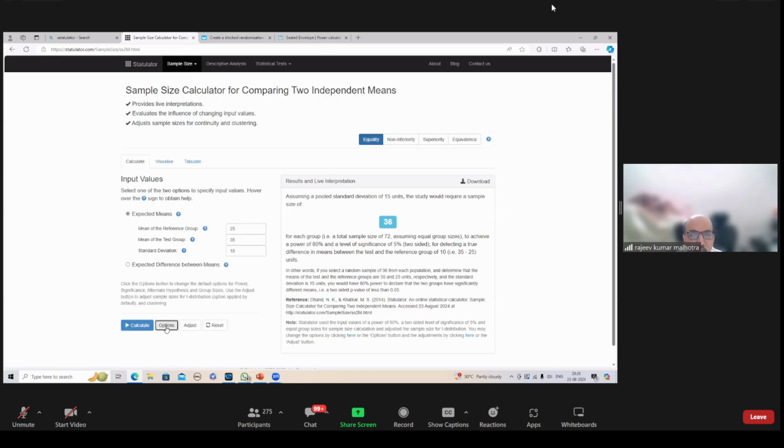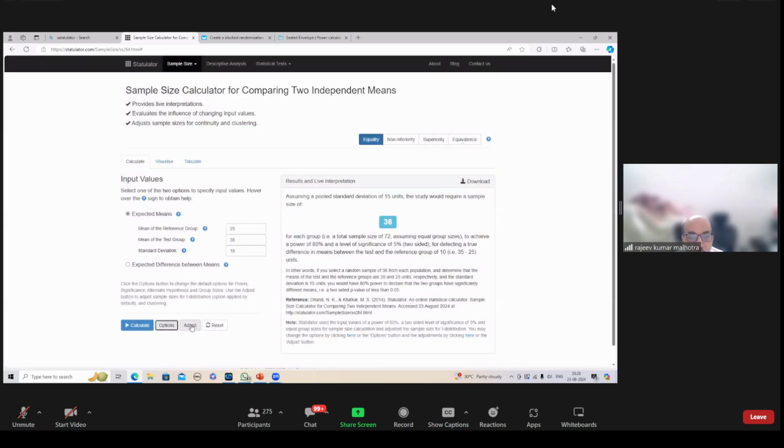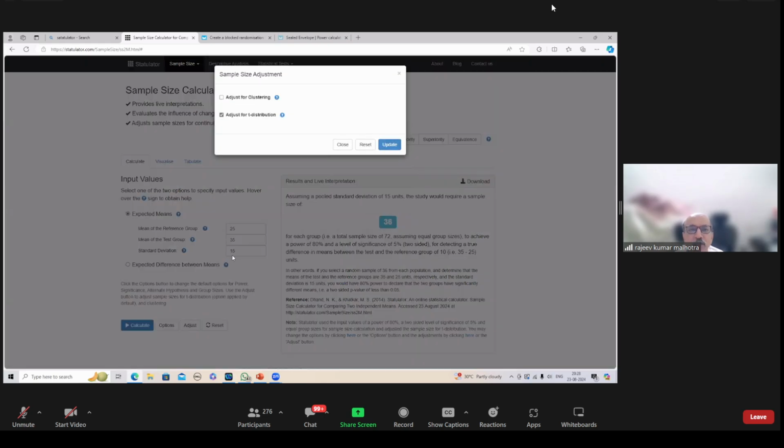Now we come to the options. What options are there? You click on options: desired power if you want to change it, level of significance, alternative hypothesis, and the group size. If you want an unequal group size, you can change it to 1:2 or 1:3 or 1:4, whatever you want. This refers to the test group. Then we come to the adjustments. What adjustments are there?